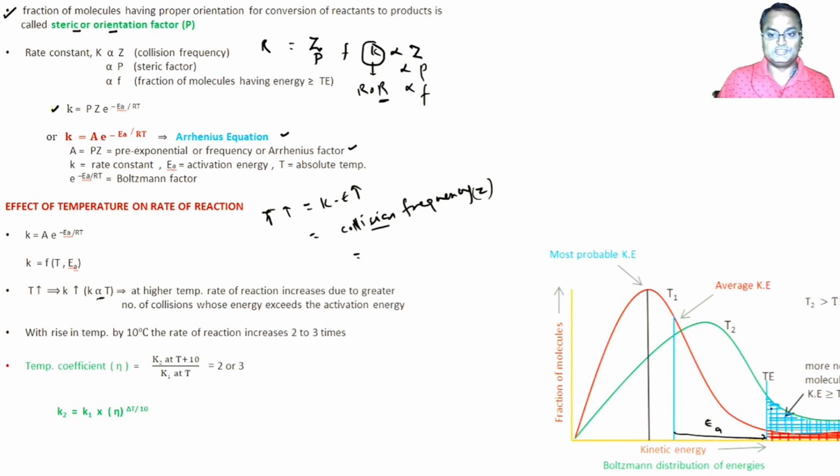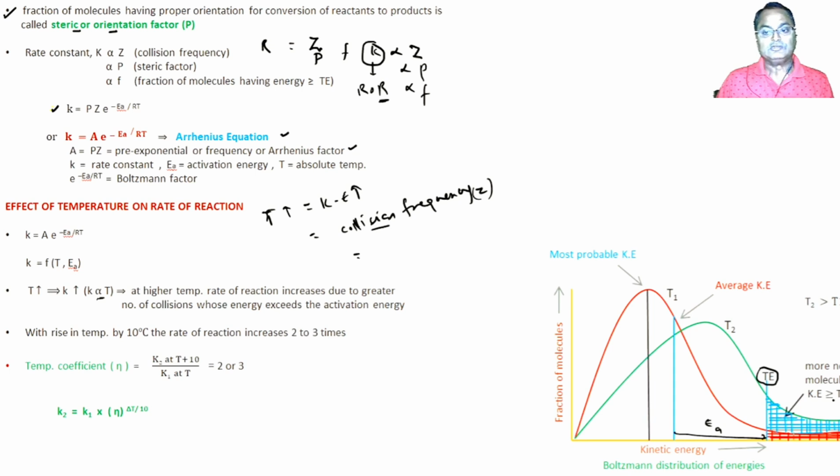Then after their energy becomes equal to or greater than the threshold energy, they convert into products. So this fraction of molecules performs effective collisions and converts into product. Now with increase in temperature, T2 is greater than T1, so the graph tilts and moves forward. Now there are more molecules having kinetic energy greater than or equal to threshold energy.